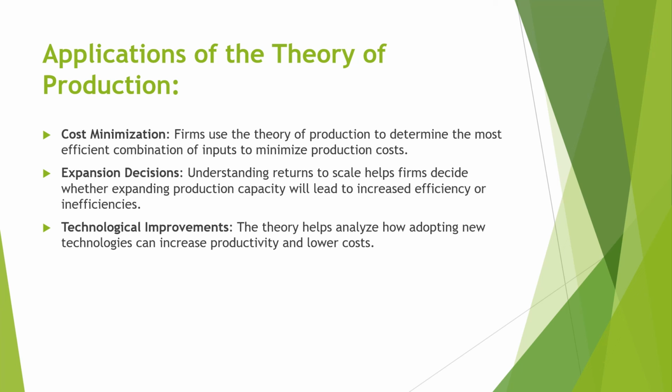The third one is technological improvement. The theory helps analyze how adopting new technology can increase productivity and lower cost. It is advisable that as production technology is always advancing, business organizations key into this technological improvement, because with the advance in technology, it increases productivity, and then you spend less when it comes to that.